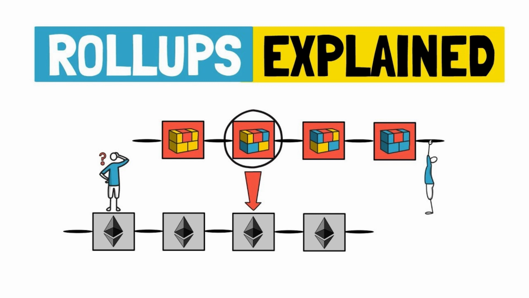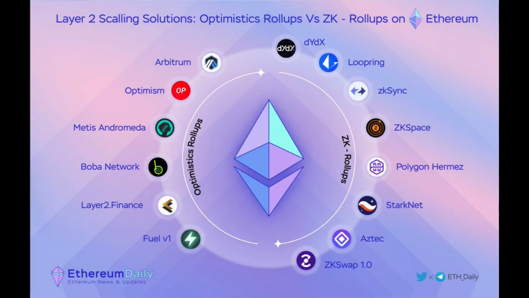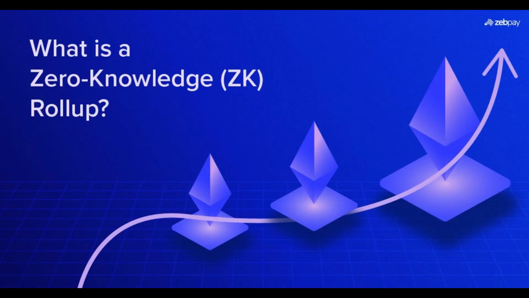Reduced gas fees. Because zkSync rollups bundle transactions together into a single transaction, the gas fees for each individual transaction are greatly reduced. Improved privacy. zkSync rollups use zero-knowledge proofs to keep transaction data private, making it much more difficult for third parties to track transactions. Lower environmental impact. By reducing the amount of data that needs to be stored on the Ethereum network, zkSync rollups help reduce the overall energy consumption required to process transactions on the network.